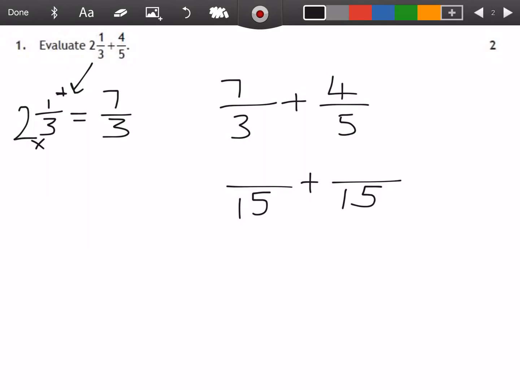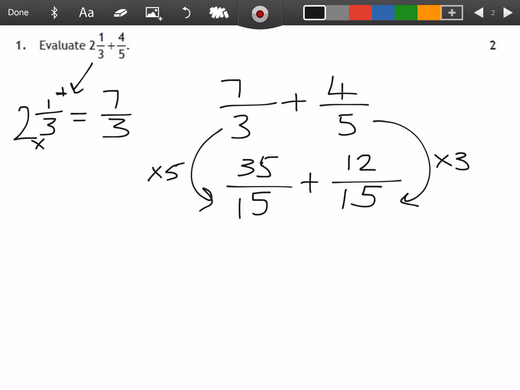Now, because we've changed both of them to 15 on the bottom, you need to change the top as well, okay? To work it out, remember what you're thinking is, well, 3 is now 15. It's been multiplied by 5, therefore you need to times the top by 5. 7 5s, 35. On the other side, the 5 is now a 15, so that's been multiplied by 3. 4 times 3 to get the top, 12. Okay, and now because we've got the common denominator, we can do a simple addition of the tops. 35 add 12 is 47.